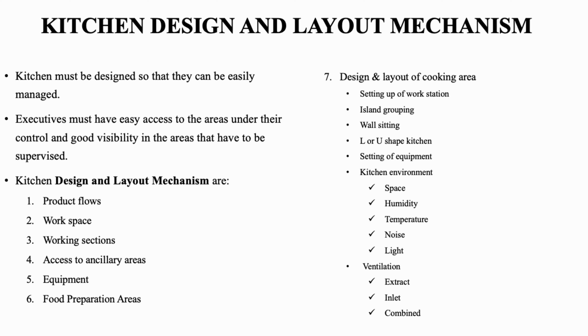1. Product flow, workspace, working sections, access to ancillary areas, equipment, food preparation area, design and layout of cooking area, which consists of setting up workstations, island group, wall setting, and a new shape of kitchen, setting of equipment, kitchen environment, and ventilation.